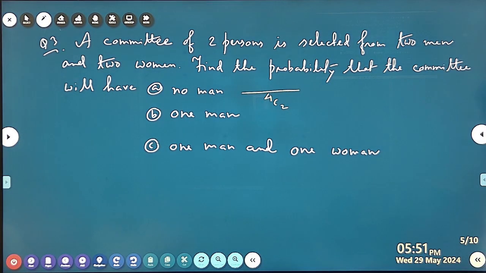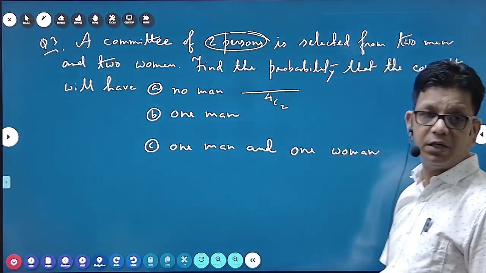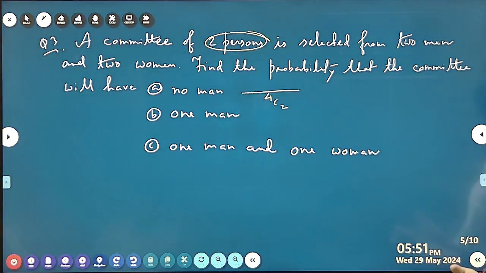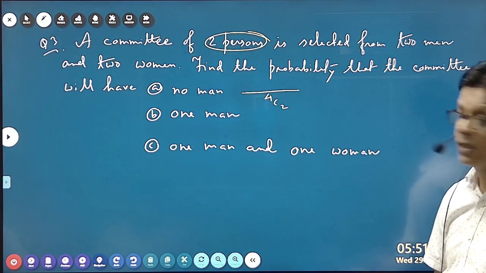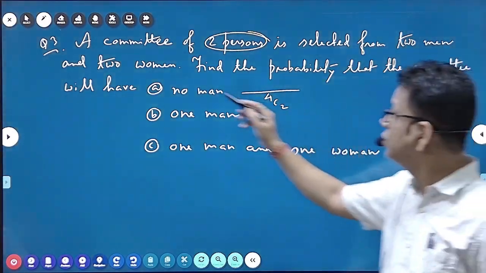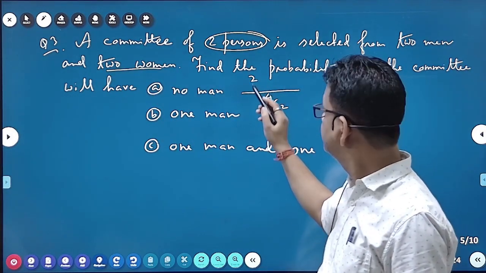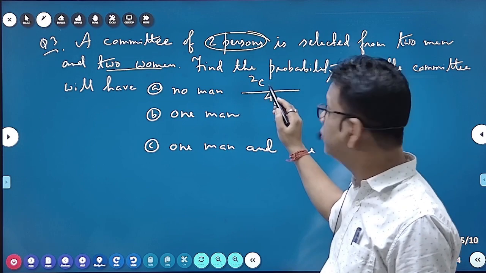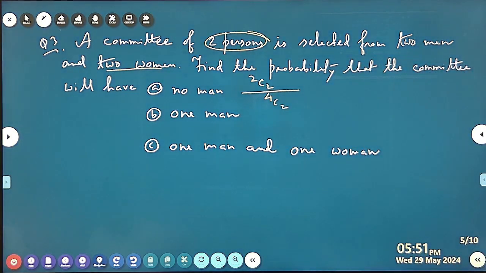Say, no man. No man means both are what? See, only 2 people are selected. There will be no man. That means both will be women. So from where to take these women? How many women are there? 2. So 2 women. From those 2 women, 2C2. Yes, both the women are to be taken. This is the first answer.